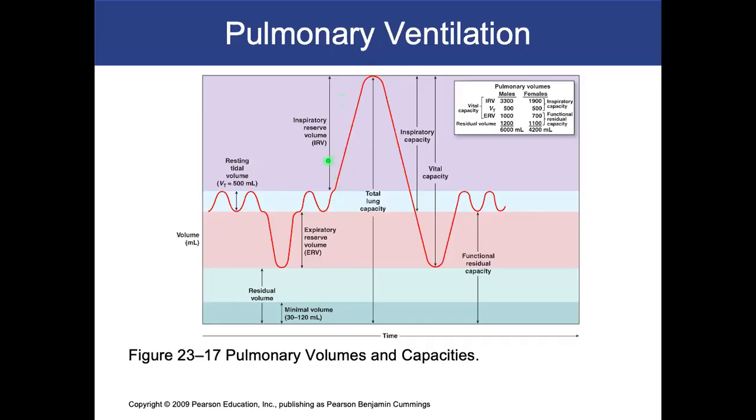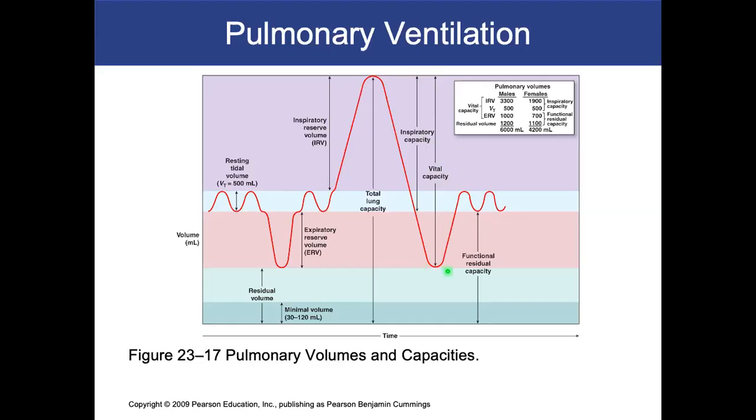Volumes are actually, how do we figure out volumes? You measure it's a waveform measurement. If we're talking about capacities, like vital capacity, it's the sum of many waveforms. So notice vital capacity includes your inspiratory reserve, your tidal volume, and your expiratory reserve. So that's how much air you can maximally move. So vital capacity is how much air you can maximally move.